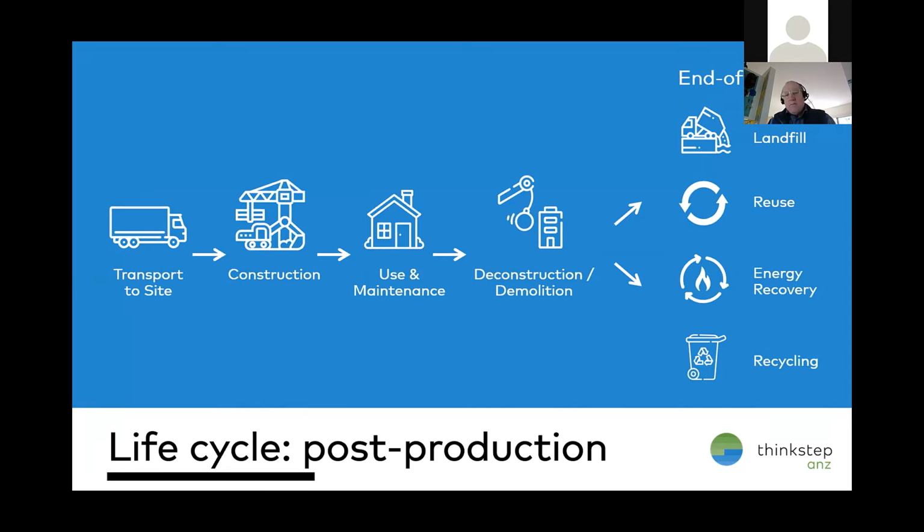And then we have all the post-production life cycle stages, like transport to the site, the design and construction process, the use and maintenance of the product, and whether it's used in the refurbishment cycle, which is also encapsulated in that use and maintenance side. And then at the end of life, 40, 50, 60 years' time, we have deconstruction and demolition processes, and that might lead to a range of end-of-life outcomes, whether it be landfill, reuse or recycling, or energy recovery in the case of some products. So that really encapsulates the product life cycle stages we're talking about here. More about that later.